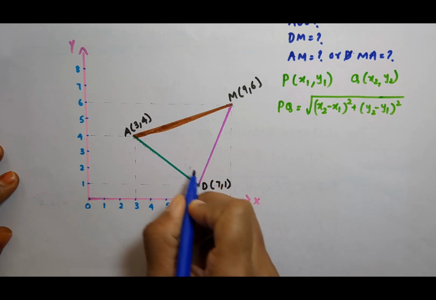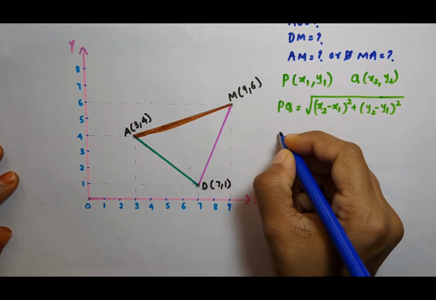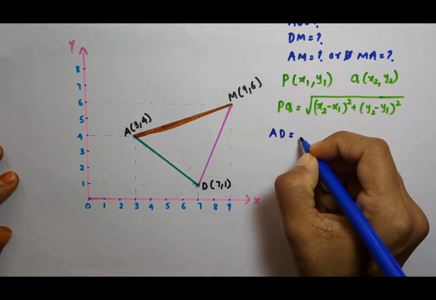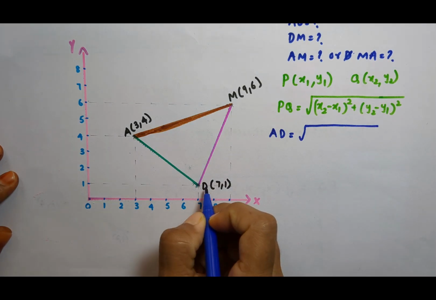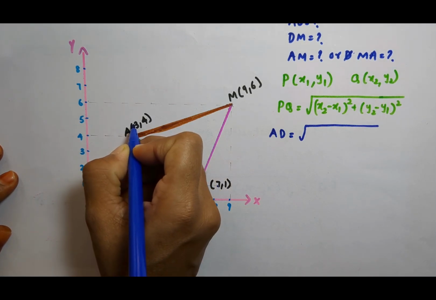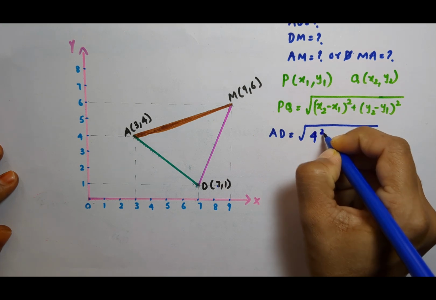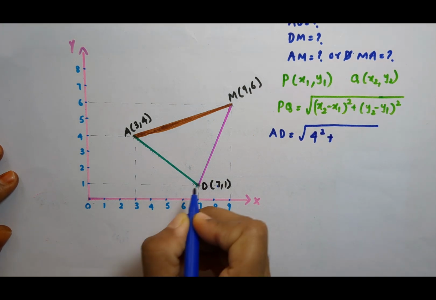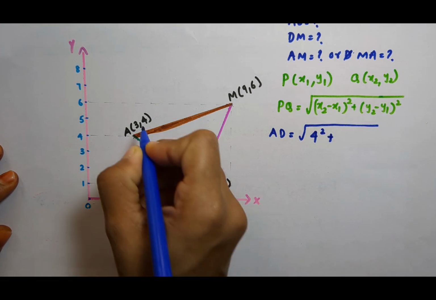If we use this theorem here, we want to find out the length of this side of the triangle, that is AD. So AD will be equal to square root of (x2 minus x1), so 7 minus 3 is 4, so 4 square, plus (y2 minus y1), that is 1 minus 4.